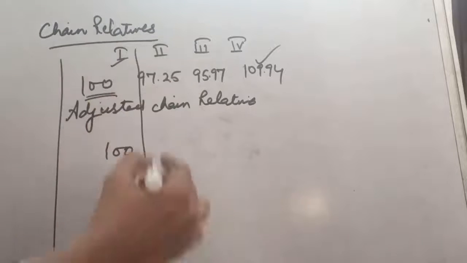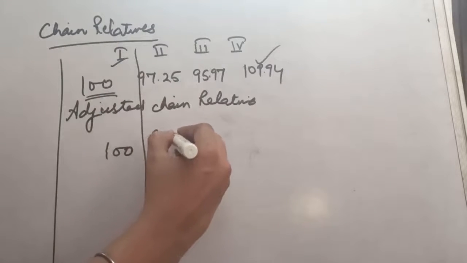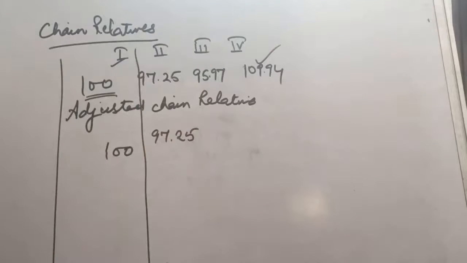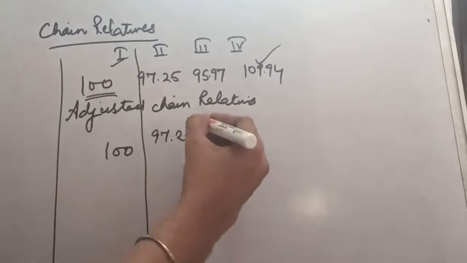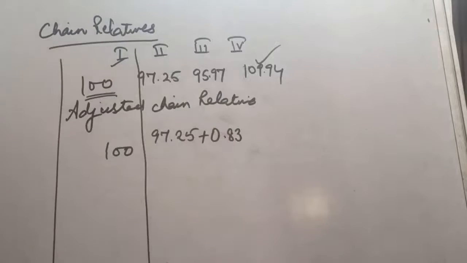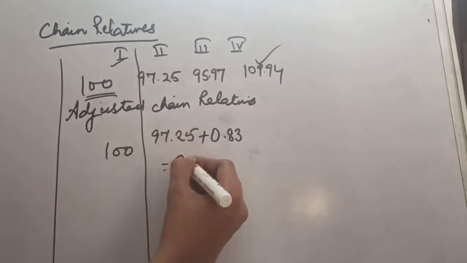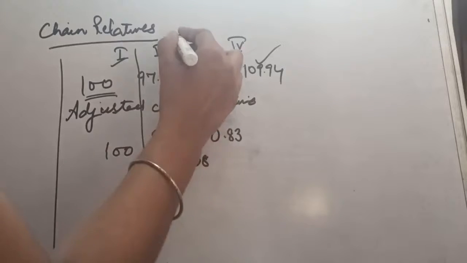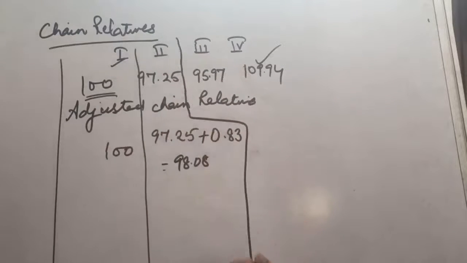For the second quarter our value is 97.25. So we will have to apply the correction factor. Our correction factor will be added. 0.83 was our correction factor, so we have added it. Right? So from here we calculate, it will be 98.08. So this will be the value for our second quarter.